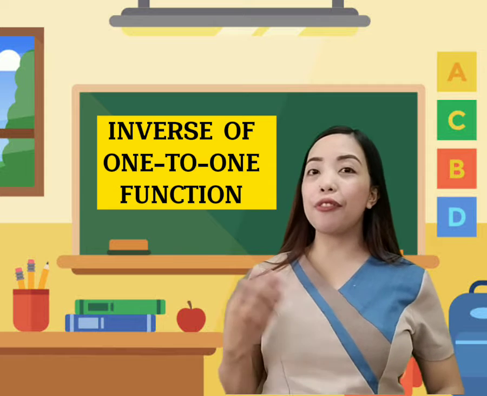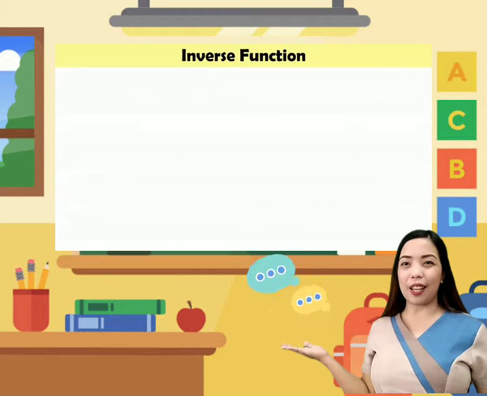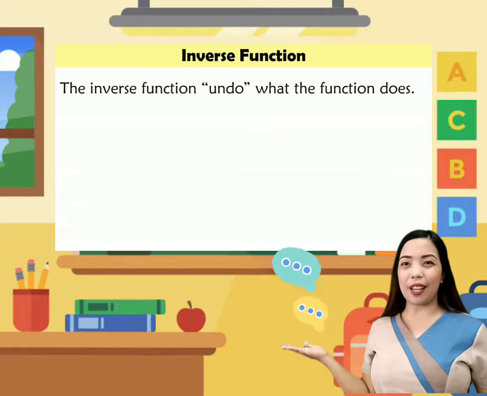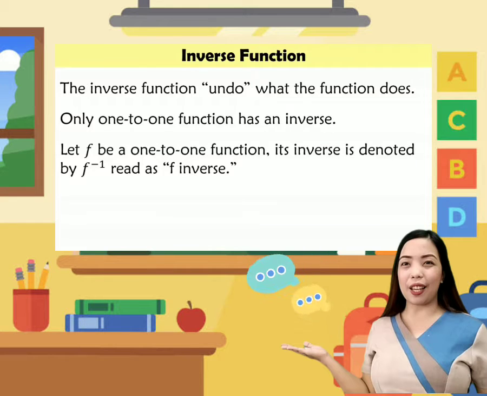What is inverse of one-to-one function? So let us define inverse function. The inverse function undo what the function does. And remember, only one-to-one function has an inverse. Let f be a one-to-one function. Its inverse is denoted by this symbol, read as f inverse.